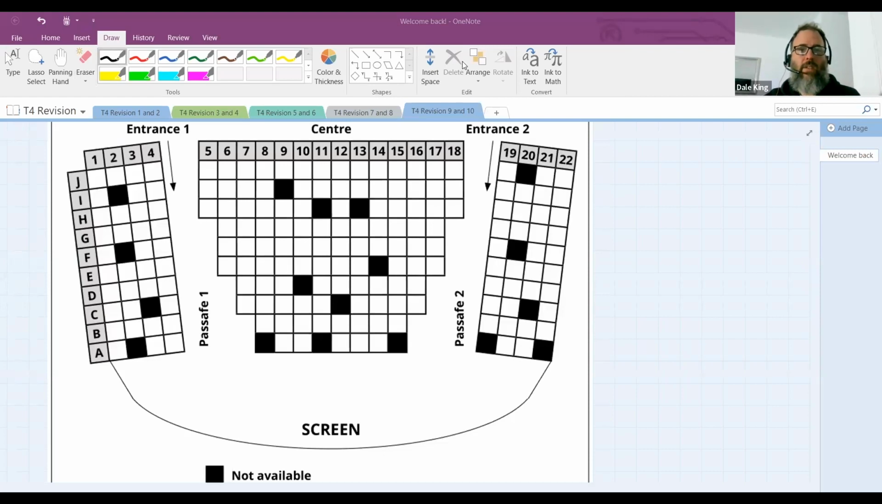All right. So there we go. That's the plan of the cinema with its passafes. So passafe 1 and passafe 2 is probably passage, guys. It probably means passage. All right.